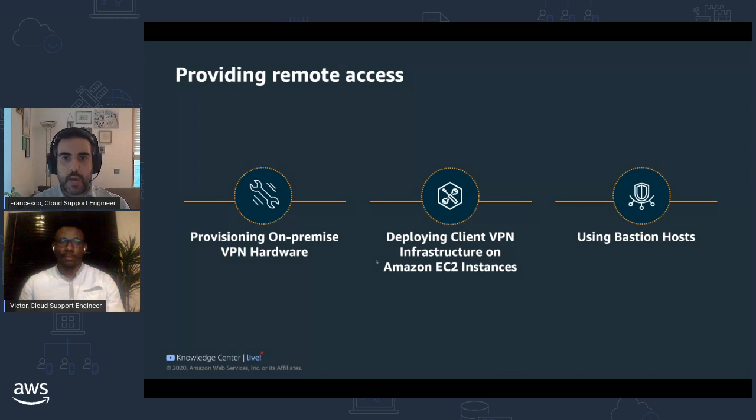You might need to buy the hardware, and it creates a few challenges. The other solution, and this is a bit more common with the companies that use AWS natively or do not have a big on-premise presence, maybe a small data center or a small office, is to deploy client VPN infrastructure on Amazon EC2 instances. And again, this is something that's a bit better because you can make it scale by just adding more instances, but it still requires a lot of operational work.